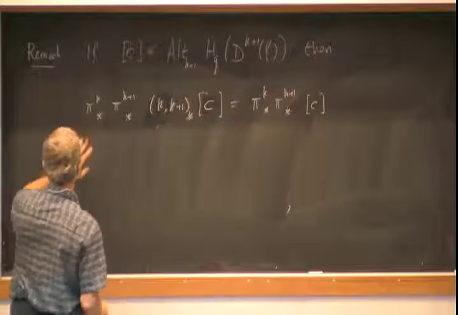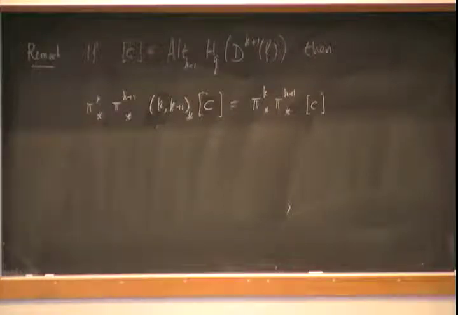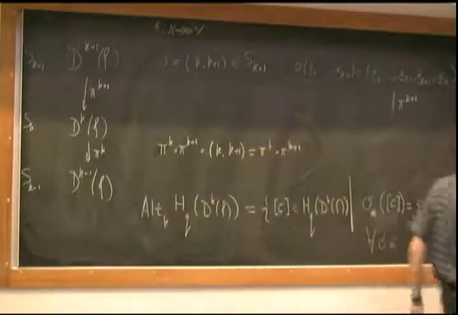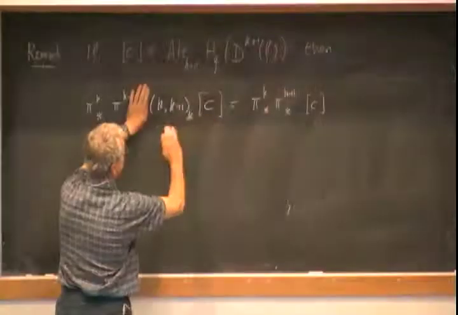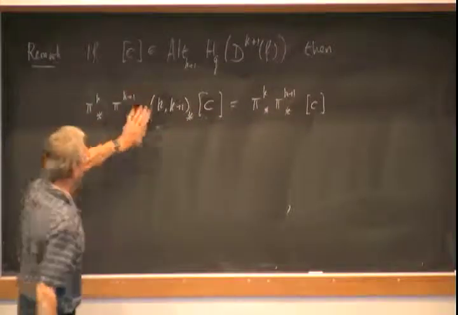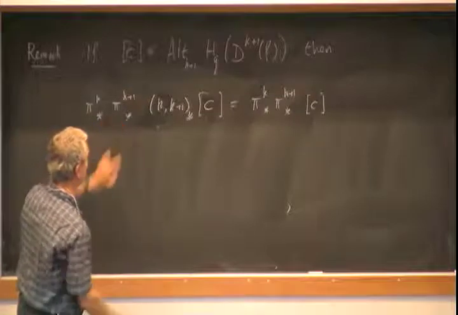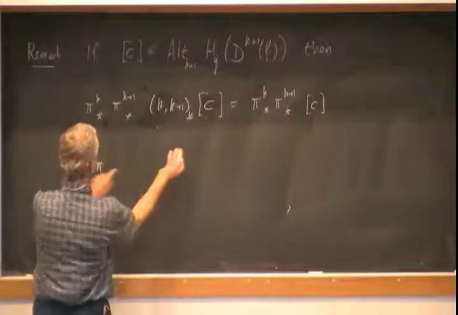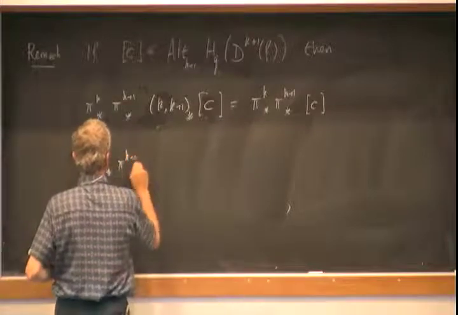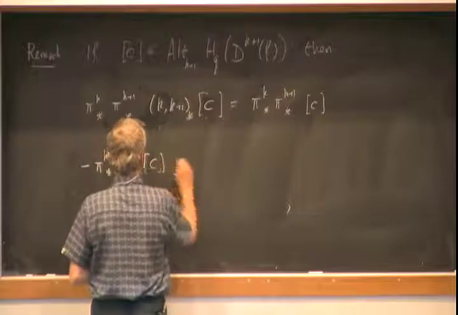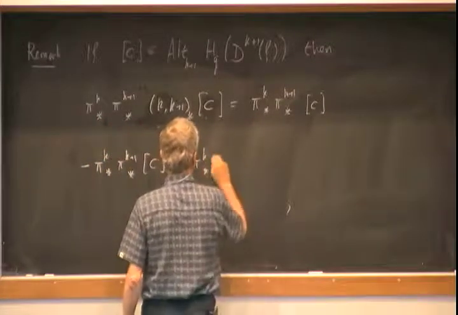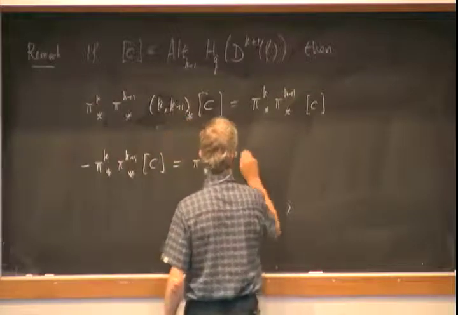Because the two maps composing these three and composing just these two are the same map. But now this applied to C is minus C, because C is alternating. So when I apply these two, because they're linear, the minus sign comes out, and I conclude pi k lower star pi k plus 1 lower star C equals, with the minus sign in front, pi k lower star pi k plus 1 lower star C.